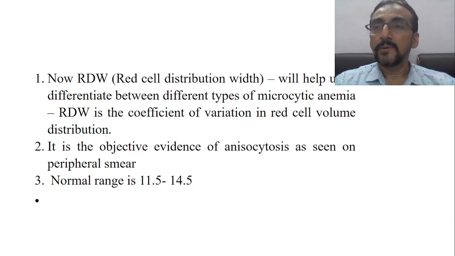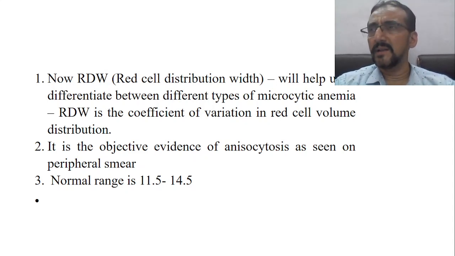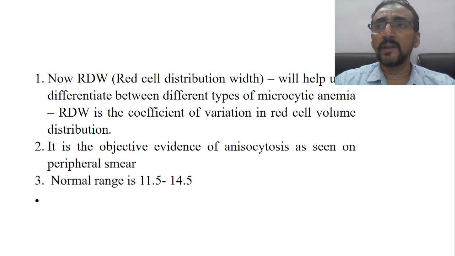ठीक है, अब माइक्रोसाइटिक एनीमिया हमने देखा कि अलग अलग जगह में मिल रहा है ना, कि थैलेसीमिया में मिल रहा है, सिडरोब्लास्टिक में मिल रहा है, आयरन डेफिशिएंसी में मिल रहा है, क्रॉनिक इन्फेक्शन में भी मिल रहा है.